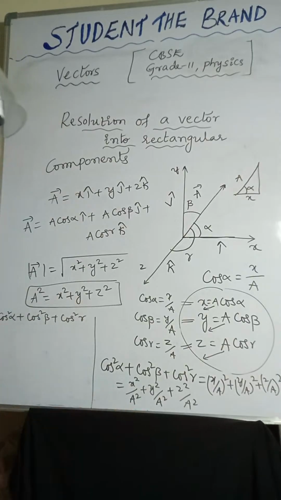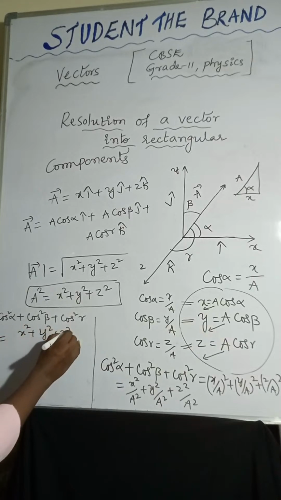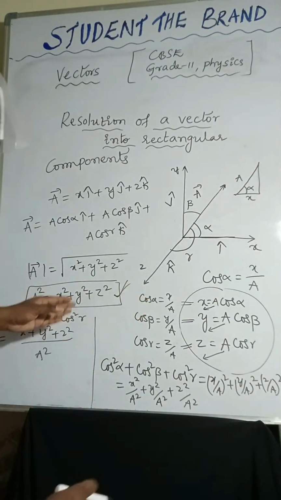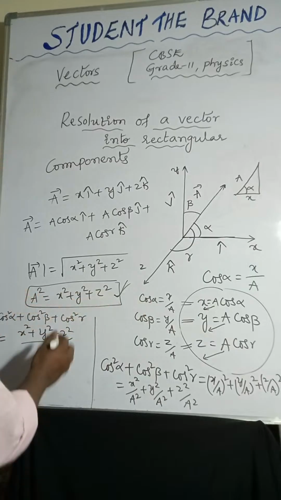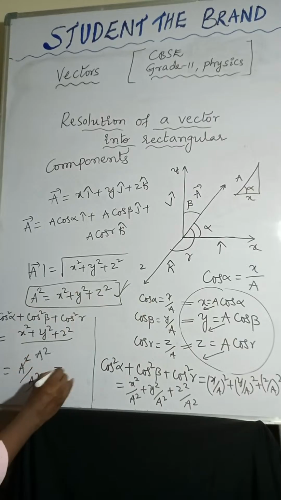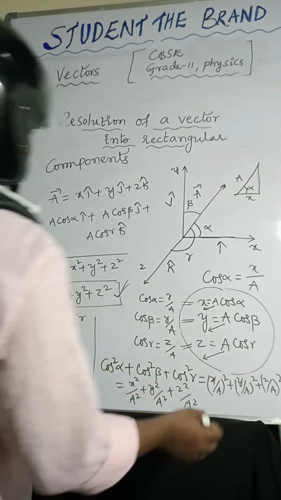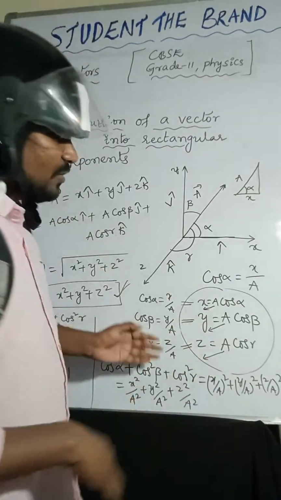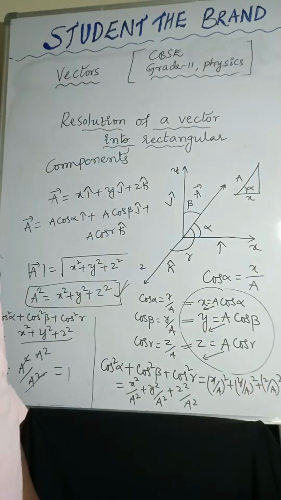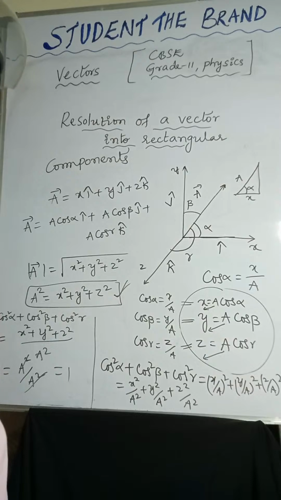We can take a square common. X square plus y square plus z square by a square. Here, as you know, x square plus y square plus z square equal to a square. So a square by a square, you can cancel it, then 1. So that's why cos square alpha plus cos square beta plus cos square gamma equal to 1. Yes or no?